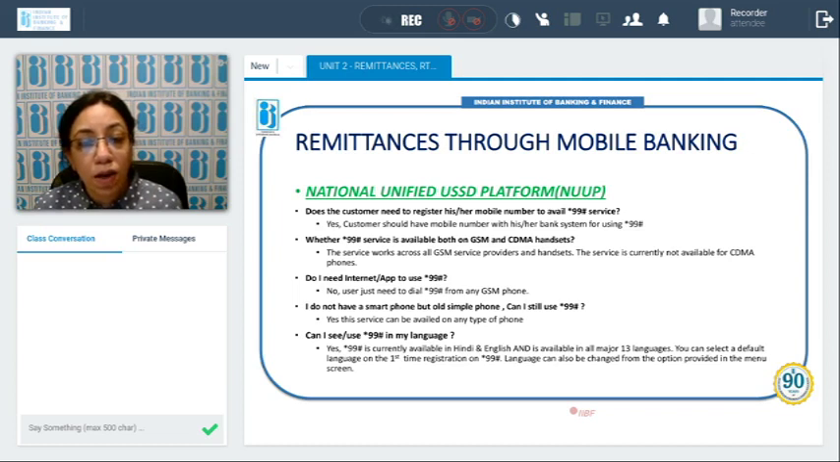Sometimes customer asks, I do not have a smartphone but an old simple phone. Can I still use this service? Your answer will be yes. This service can be availed on any type of phone. Can a customer use *99# in his or her own language? Yes, this service is currently available in Hindi and English and in all major 13 languages. One can select a default language on the first time registration, or it can also be changed from the option provided in the menu screen.